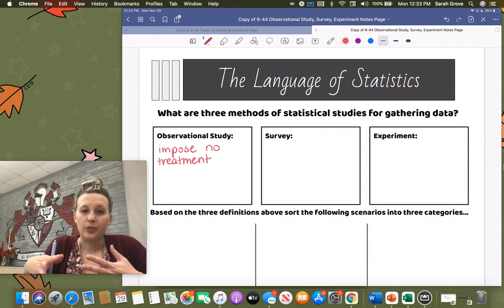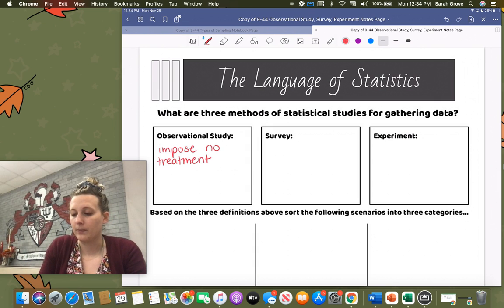In an observational study, that doesn't exist. You just go into nature or you go into a lab and you observe what's happening with your particular samples. So you impose no treatment, just observe and take notes.